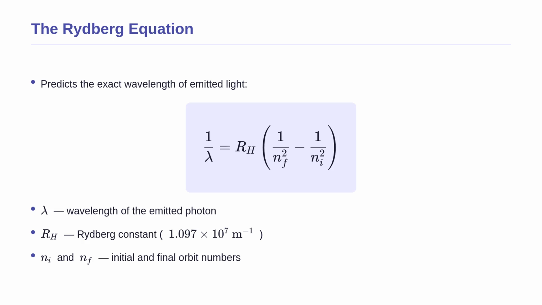Now that we have visualized the jumps, let us introduce the standard mathematical tool used by chemists to predict emission spectra. This is the famous Rydberg equation. Conceptually, it is derived directly from the energy differences between orbits. It tells us that the reciprocal of the wavelength is equal to the Rydberg constant multiplied by the difference of the inverse squares of the final and initial orbits. The Rydberg constant is a massive fixed number, while the orbit numbers change depending on the jump. By simply plugging in whole numbers for where the electron starts and ends, you can predict the exact color of light the hydrogen atom will emit.